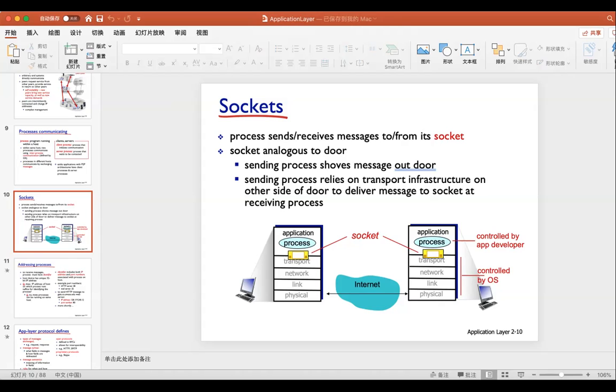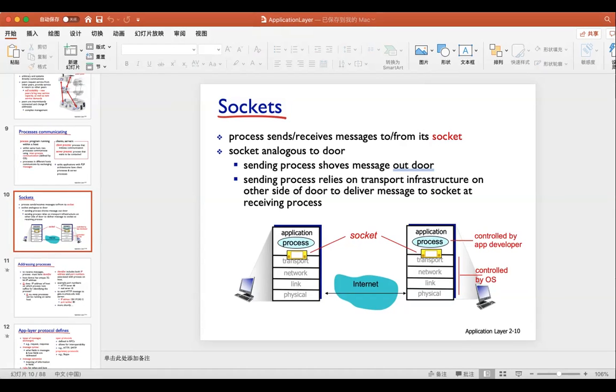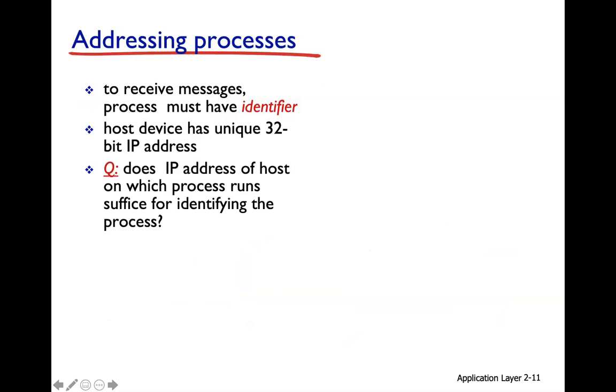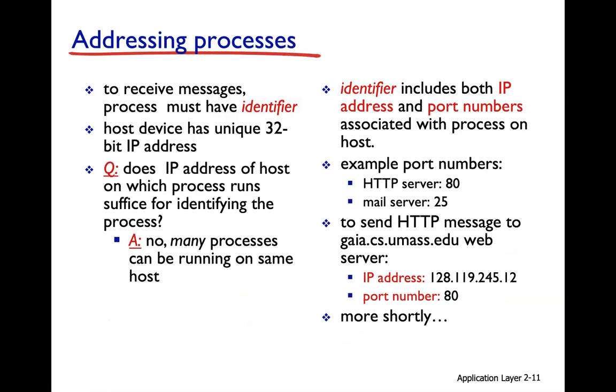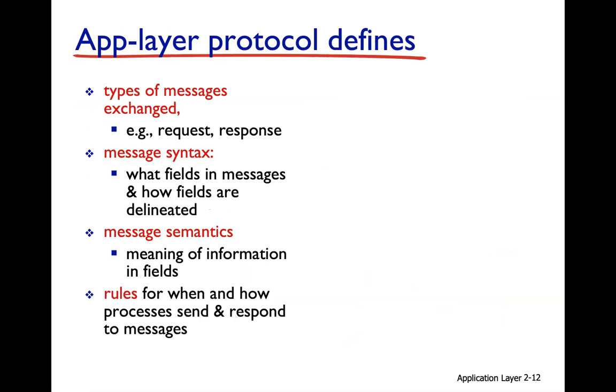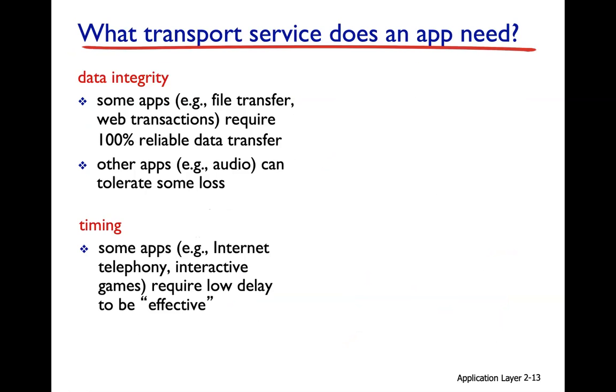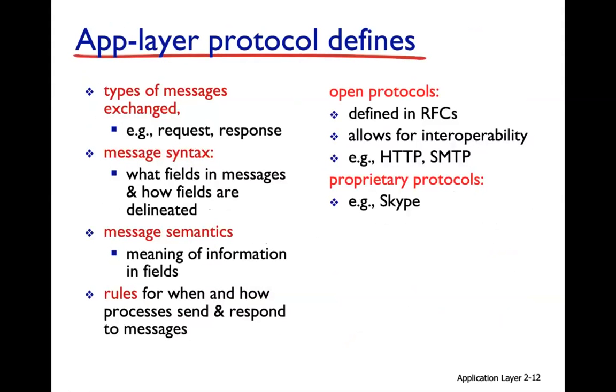Okay, so we finish our socket introduction. I think the socket is here. Now the address processing, I will skip it. Application layers. So now we will look at what the application layer protocol needs to define, what service it wants the lower layer to provide, as well as the service required.